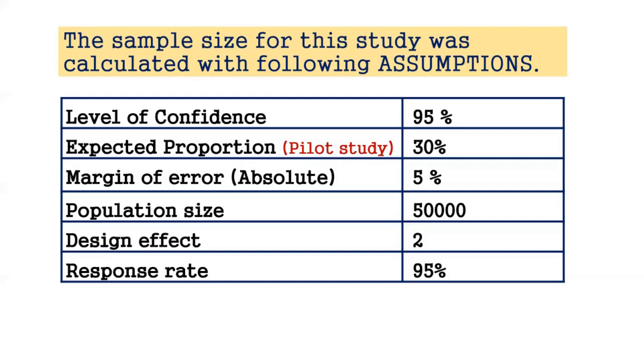So this is the assumption, you just have to put these inputs. Here the population size is 50,000, margin of error is 5%, expected proportion is 30%, and response rate is 95%. Design effect is 2. Now calculate the sample size. To calculate this simultaneously, I will also show. So 30%, you have to do the 3 adjustments: 50,000, 2, and 95%.